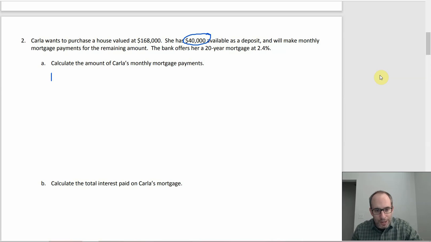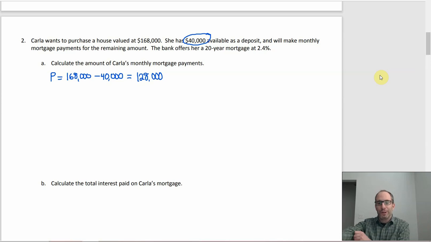So P is going to be $168,000 minus $40,000, because that $40,000 is going to be paid down right away. And so only $128,000 has to be taken out as a loan for the mortgage. You can subtract off that initial payment, that down payment. That's done, that doesn't need to get loaned out. Let's see, the rest of it, monthly payments.